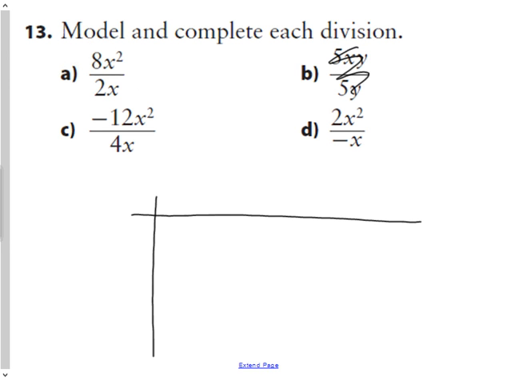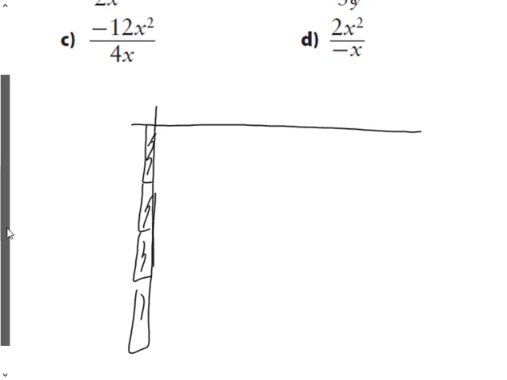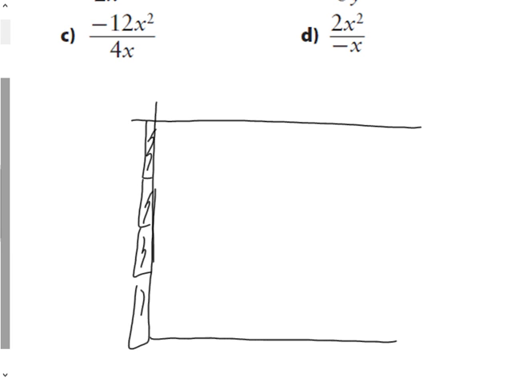B we're not doing. So C, I'm going to take my 4x and draw it first. 1x, 2x, 3x. Oopsie daisy. 4x. And into there, I have to have an area of 12x squared.